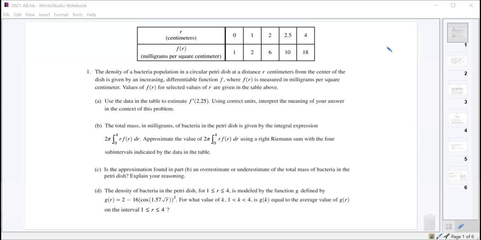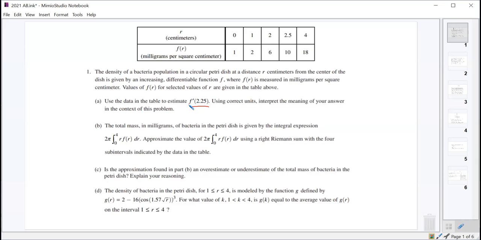All right, so number 1A, the calculator question. They give us a chart, R in centimeters, F of R in milligrams per square centimeter, the density of bacteria in a circular petri dish. First thing they want us to figure out is an approximation for F prime of 2.25.